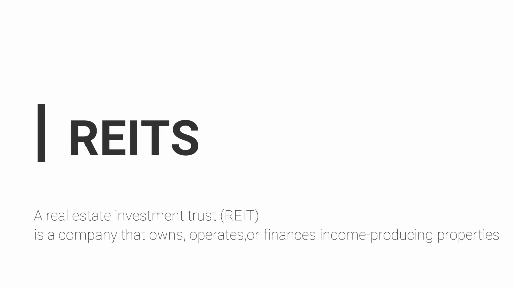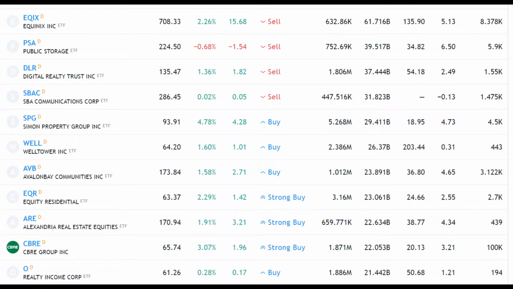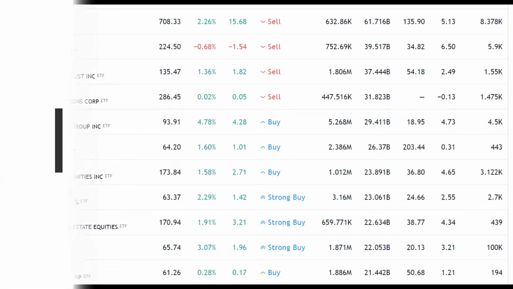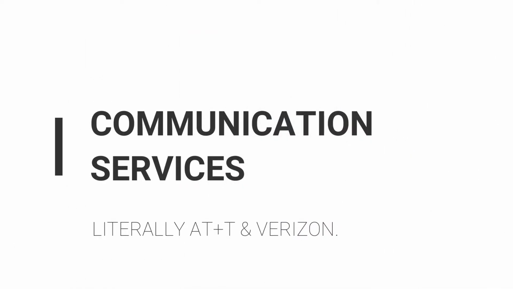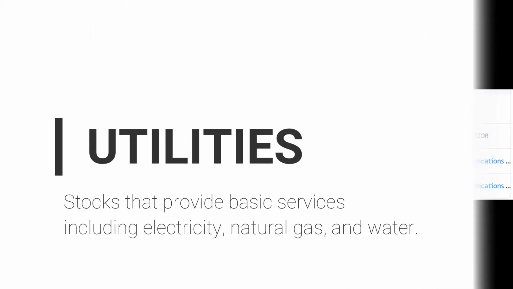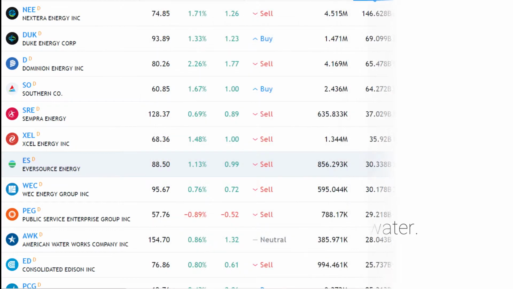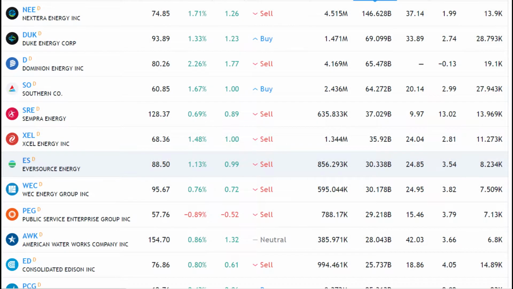Then we have real estate investment trusts, which is a company that owns, operates or finances income producing properties. We've got Realty Income here, Welltower, Simon Property, Digital Realty Trust also. Then we've got communication services, which in this sector is literally just AT&T and Verizon. Please bear in mind this is just companies from the S&P 500. Then we go to utilities, which is stocks that provide a basic service. So we have here NextEra Energy, Duke Energy, we've got American Water as well.